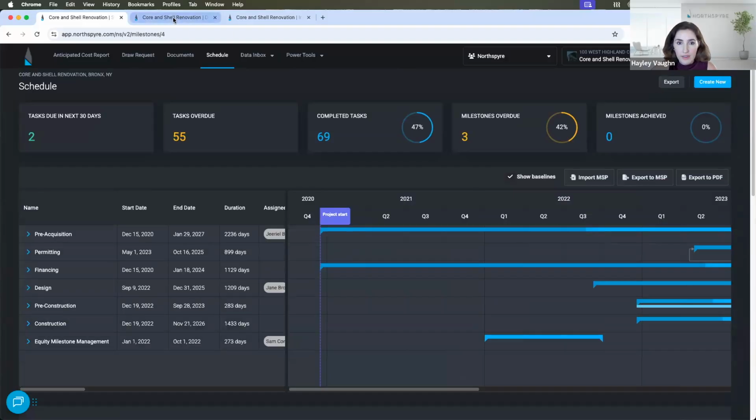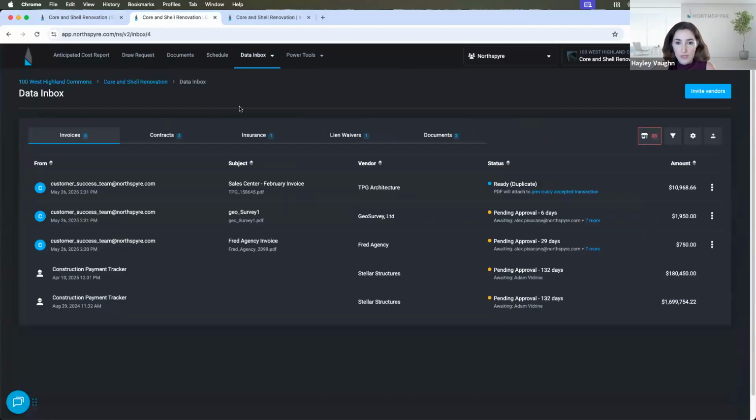Another way that Northspire is really helping with schedule management is just by the efficiency of document management and getting invoices processed and paid. So right now we're looking at our data inbox. And if it wasn't clear before, this is the primary way in which data is getting into the system. So in our anticipated cost report and our draw request, none of that is having to be manually entered or uploaded. It's all flowing through our data inbox here. This is where invoices, contracts, insurance, lien waivers, and any non-financial documents show up as well, as long as they're emailed into your project email.